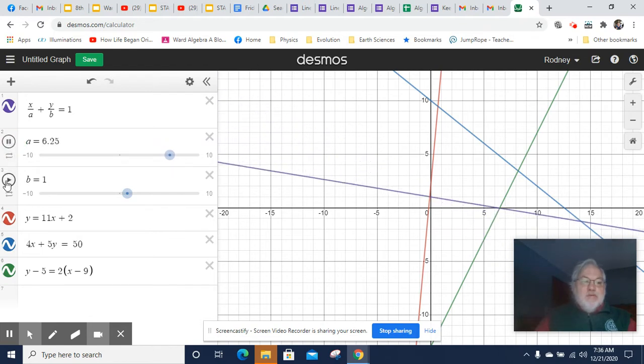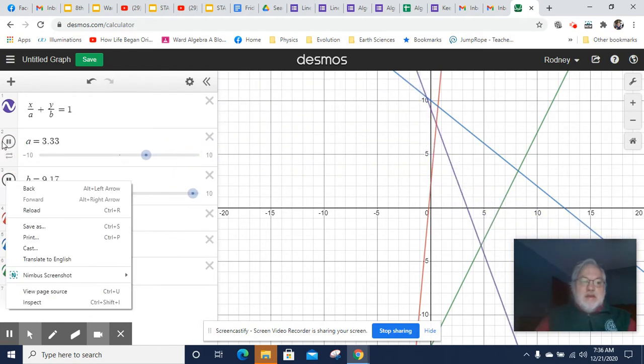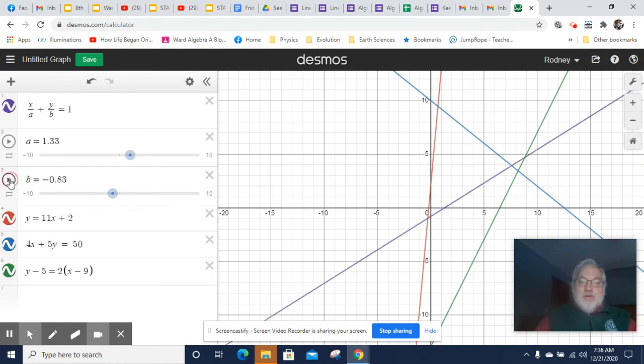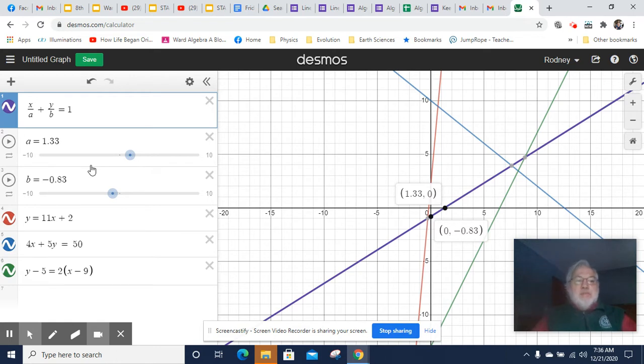I can move it all over the place, and we can see that it will always go through the x-intercept at whatever a is. So x over 1.33 goes through an x-intercept of 1.33, and y over negative 0.83 goes through a y-intercept of negative 0.83. And if I add x over the x-intercept plus y over the y-intercept, I get 1.